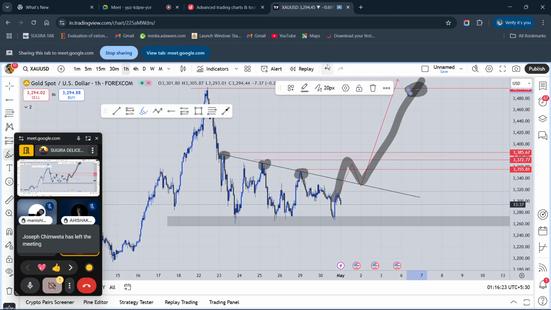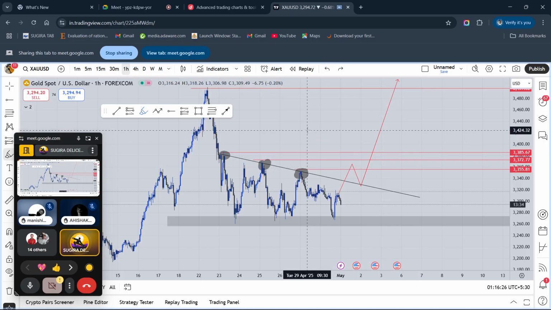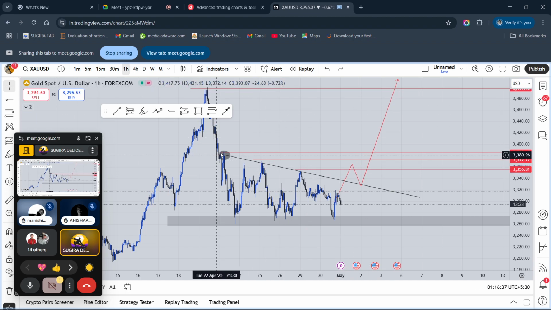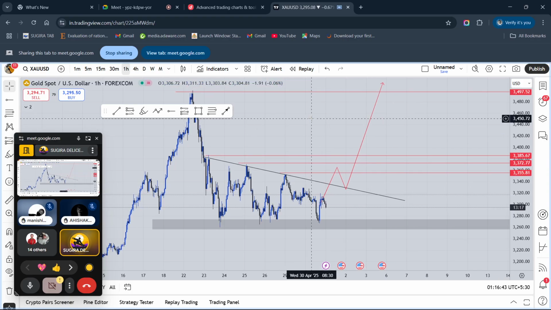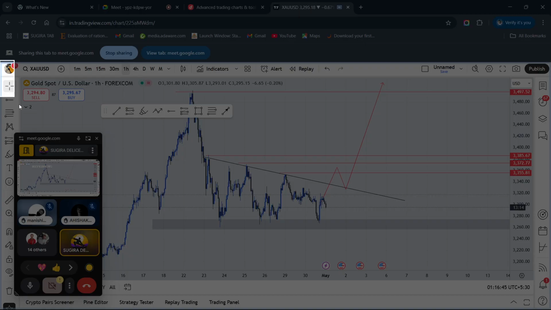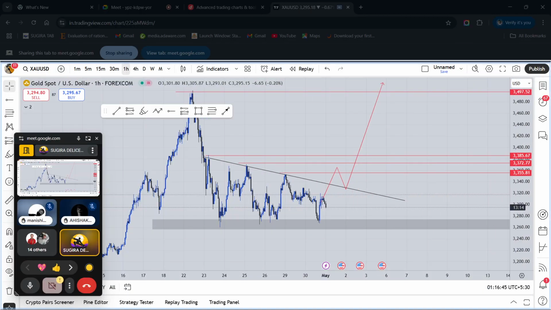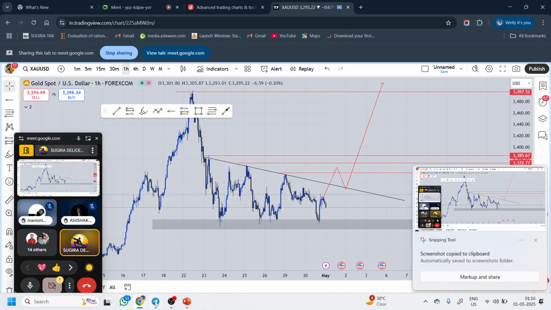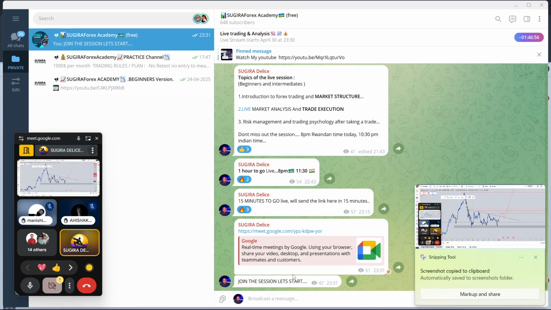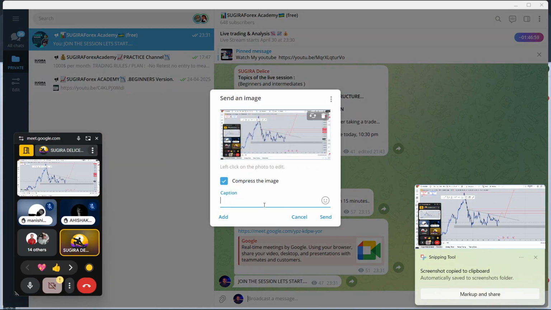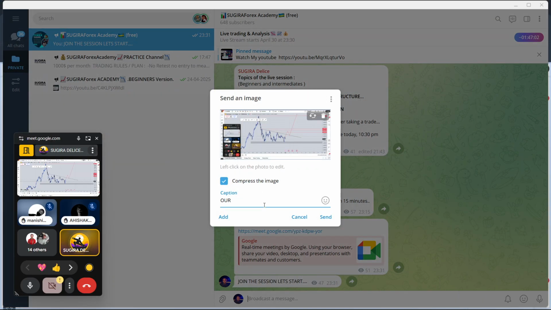For it to push to the upside, the market has to break out of this level and then go to the upside. This is like a comfort zone for gold. So it has to break out of it and then push to the upside, from the market structure. Get my point? This is our signal on gold. Let me just share it in the. This is our signal.